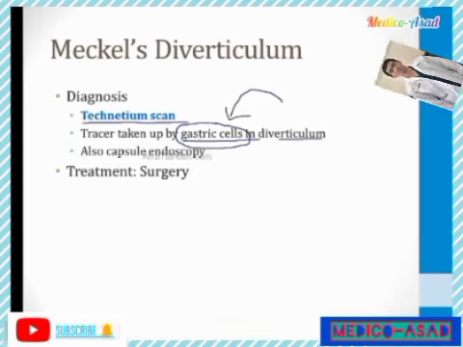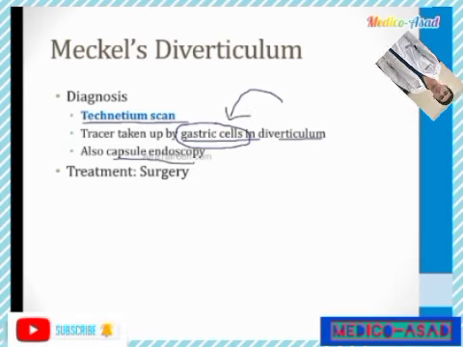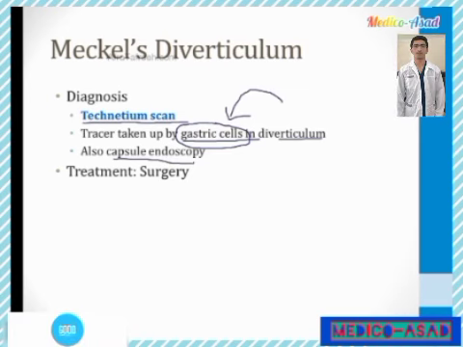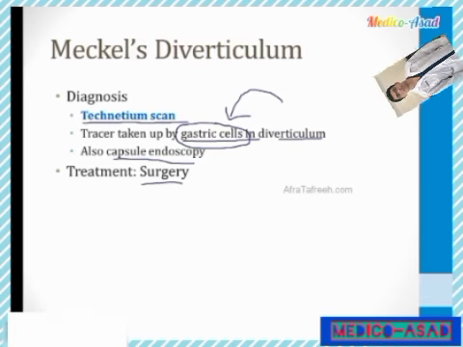Another way to make the diagnosis is something called capsule endoscopy. This is where the patient swallows a capsule that takes pictures as it moves through the intestine, and sometimes in those images you can see the diverticulum. And the treatment for symptomatic Meckel's diverticulum is surgery.